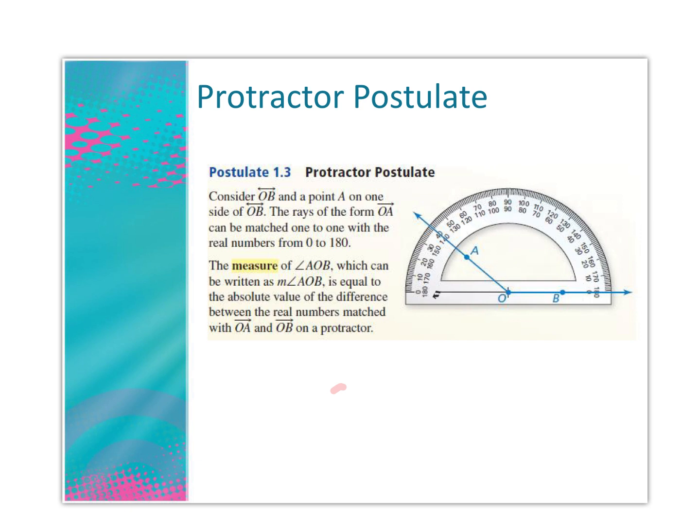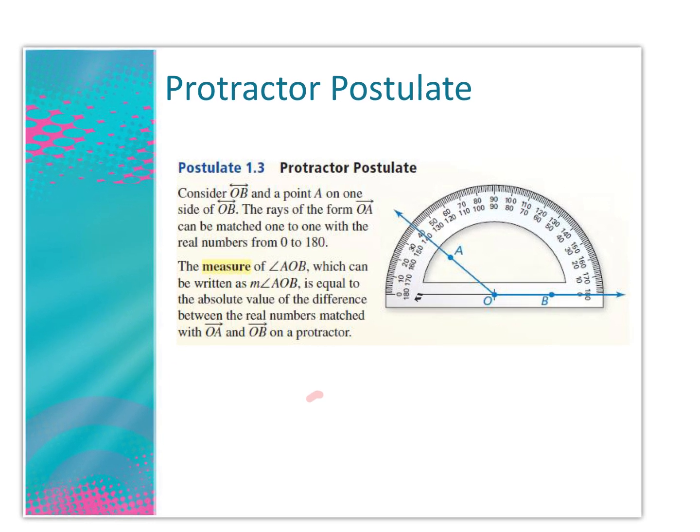And just like the ruler postulate, I'm able to find the difference, or the degree of something, by using subtraction. So for example, if I want to know what this degree is here, I'm going to take the absolute value. So I'm going to say angle AOB is equal to, I know that this is 140 degrees, and it starts at 0. So it's going to be the absolute value of 140 minus 0, or just 140 degrees, okay?